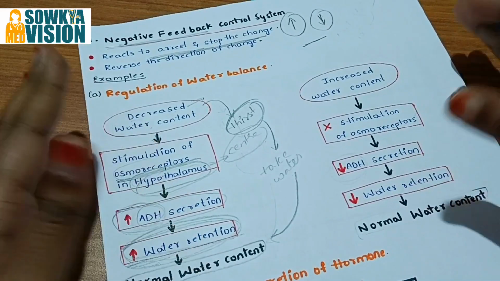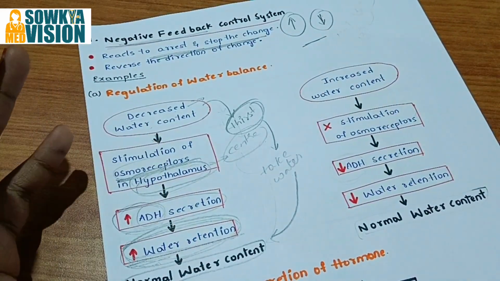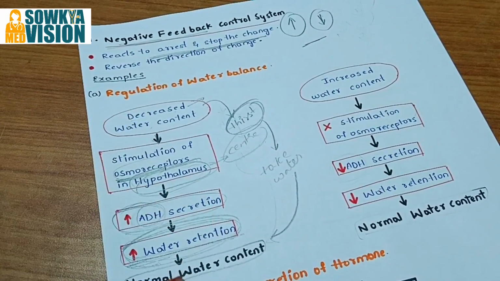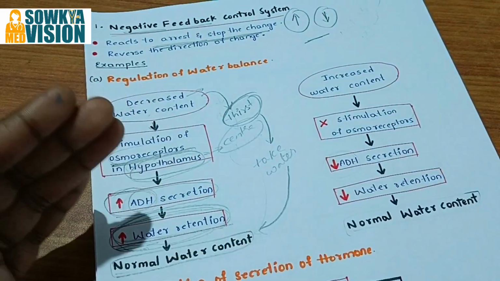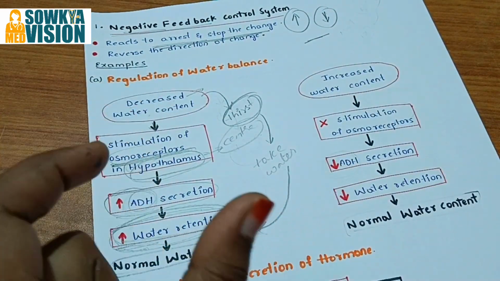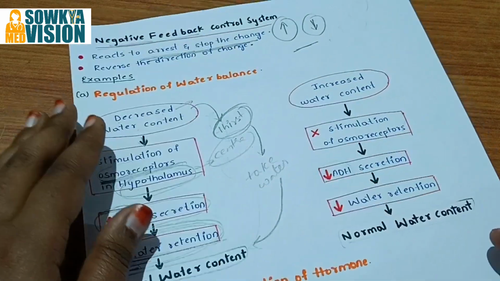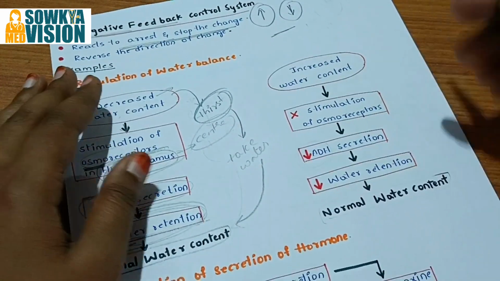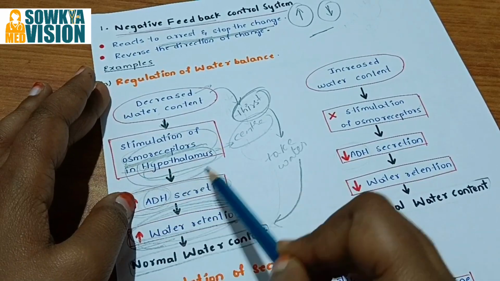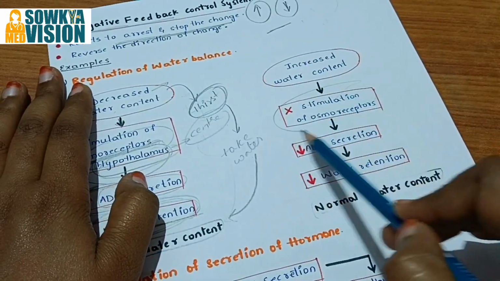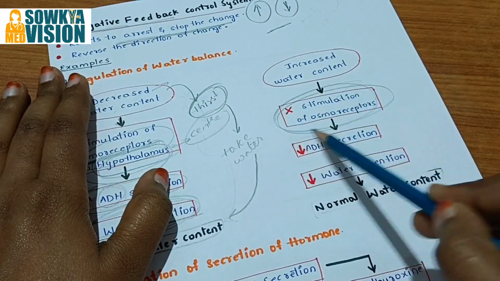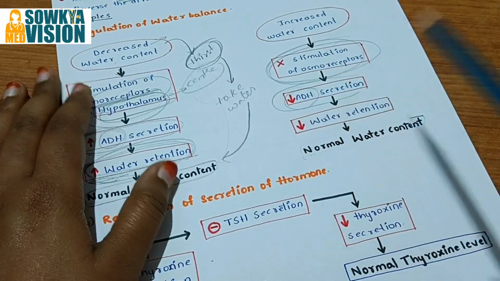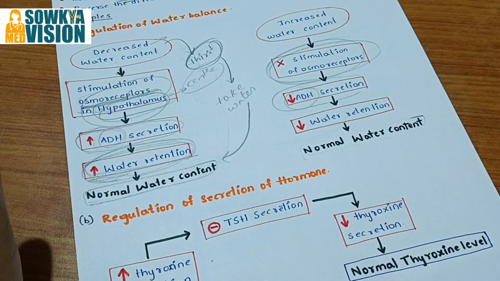Let's see when water content is increased. What happens when water content is increased above the physiological level? This was decreased below the physiological level. That physiological level is a must. Now what happens when the water content is increased above the physiological level? Here there is stimulation of the osmoreceptors, whereas in the earlier case there was no stimulation. So there is inhibition, decreased secretion of ADH from the posterior pituitary.